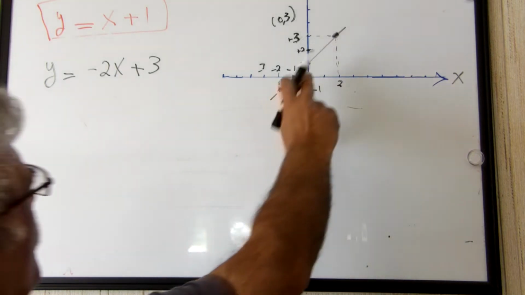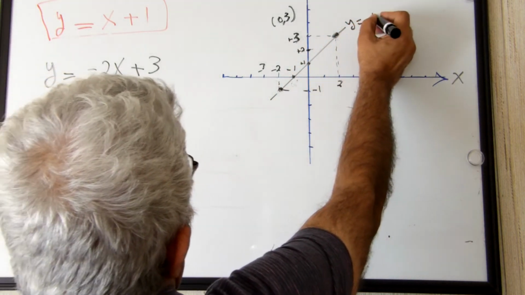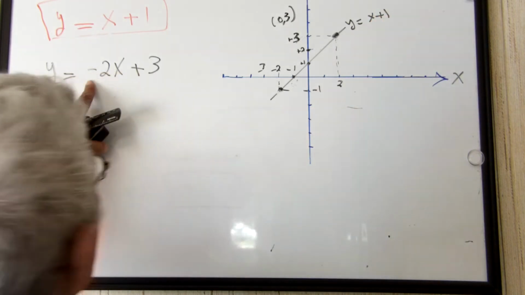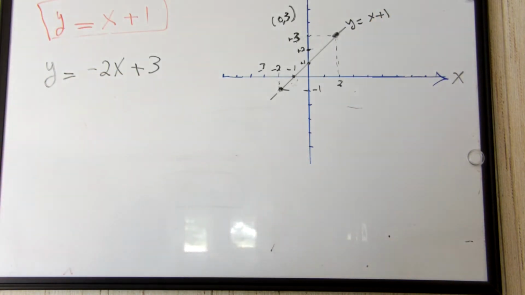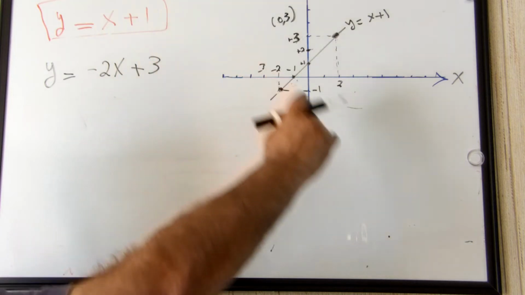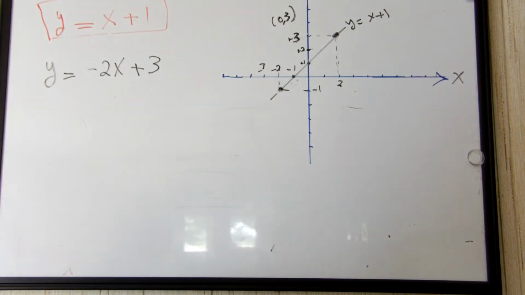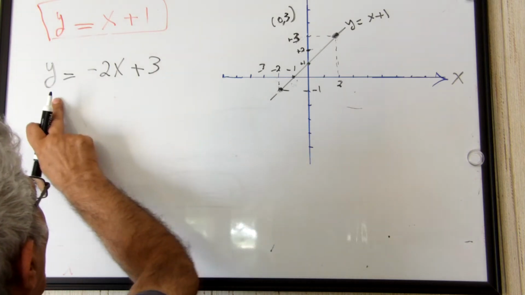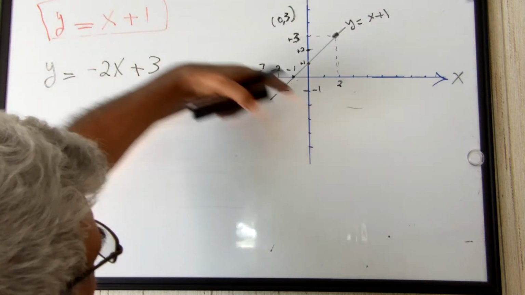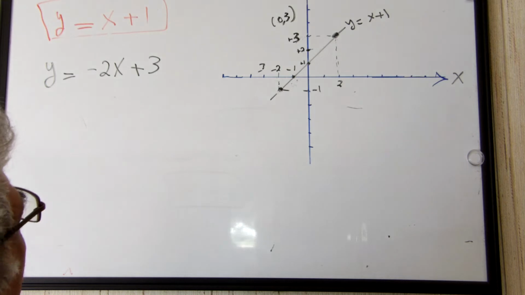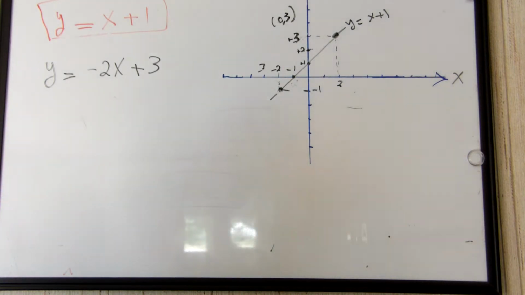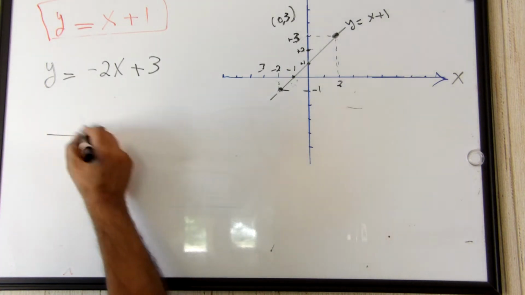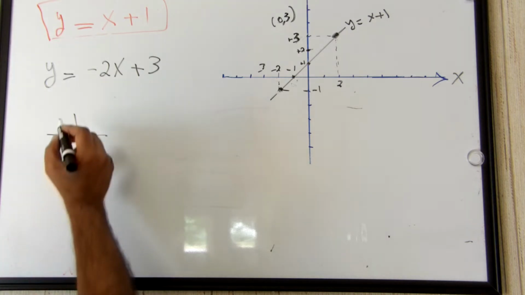We already drew y is equal to x plus 1. See, this has a minus. The minus sign means that whatever value we give to x, the y is going to be less than what it was before. Now we will talk about this soon. So we want to draw this.